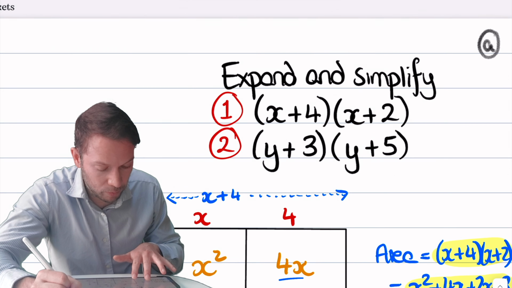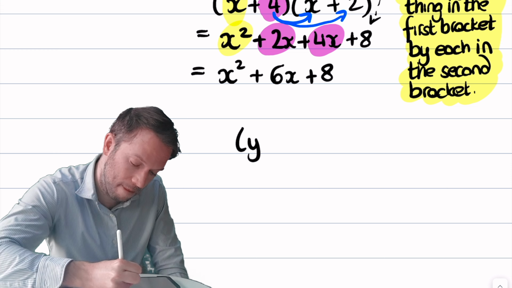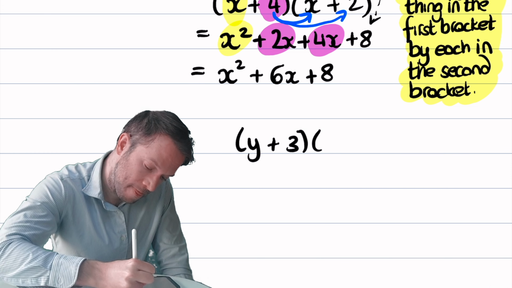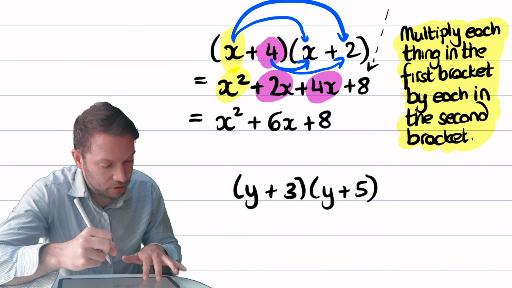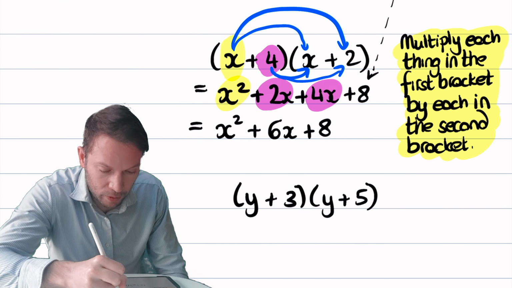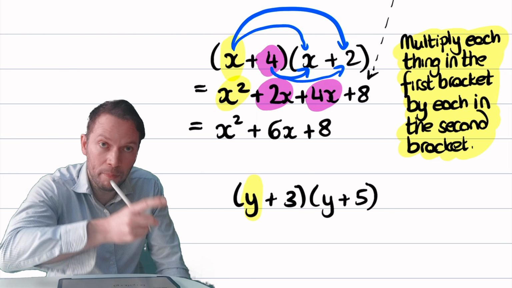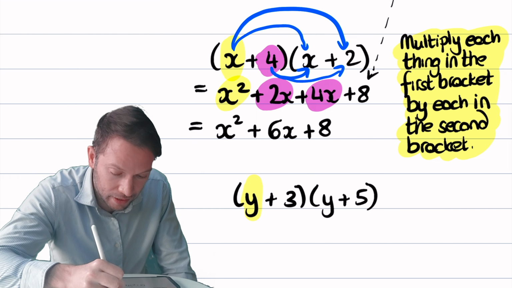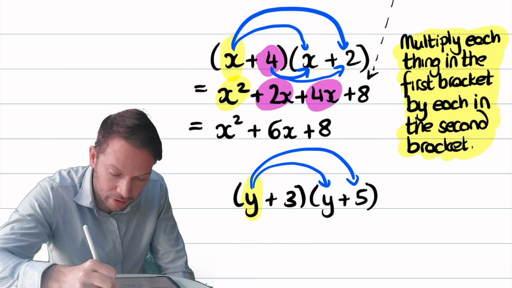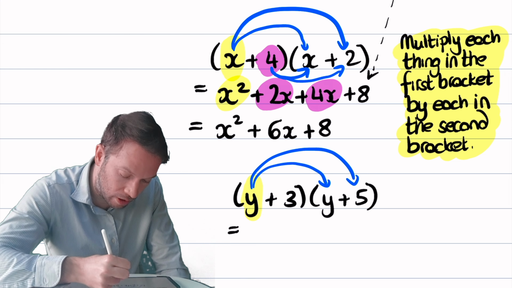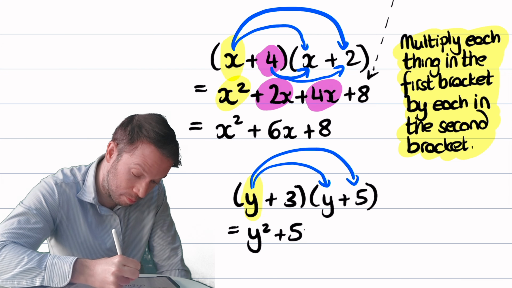What about the second one? We've got y plus 3 times y plus 5. Let's do that. We do each thing in the first bracket multiplied by each thing in the second. So the way I like to do it is I just start with the first thing in the first bracket and multiply it by each thing in the second bracket. So I'm going to do the y times the y and the y times the 5. So if I do that, the y times the y is y squared. The y times the 5 is plus 5y.